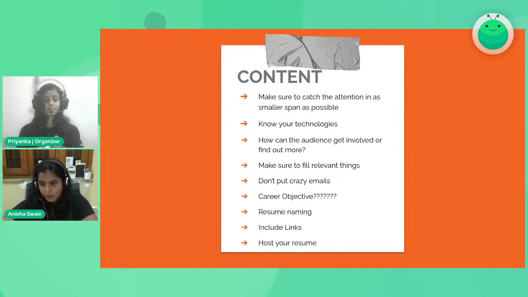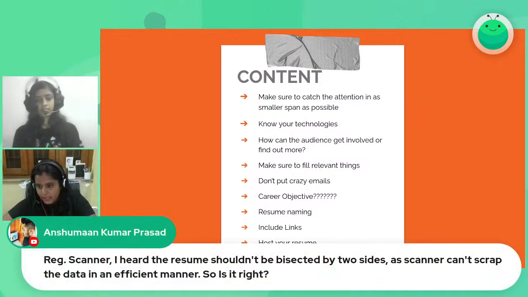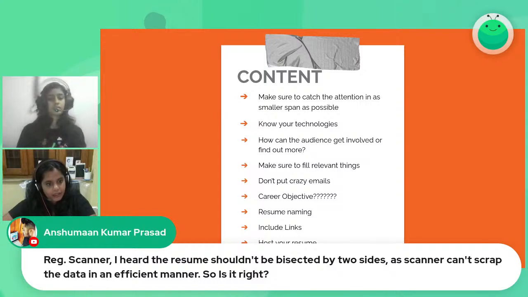We have, I think, a question in there. I'll just quickly take it. Regarding scanners, I heard the resume should not be bisected into two sides, as the scanner can scrape the data in an efficient manner. So is it right?